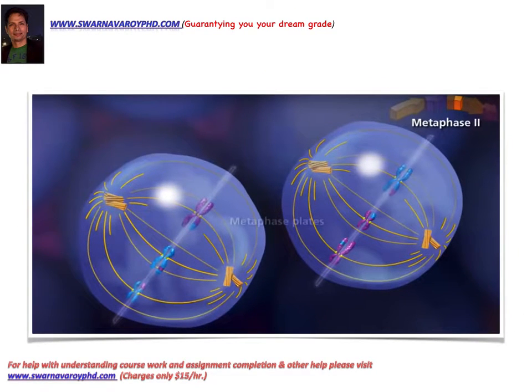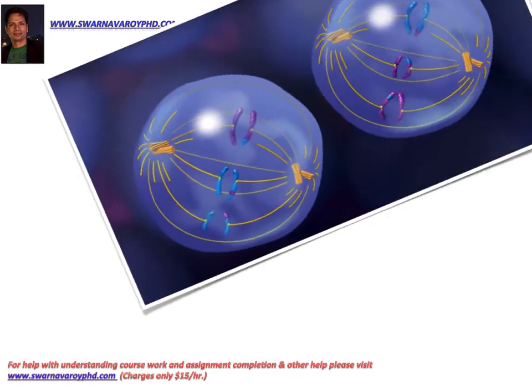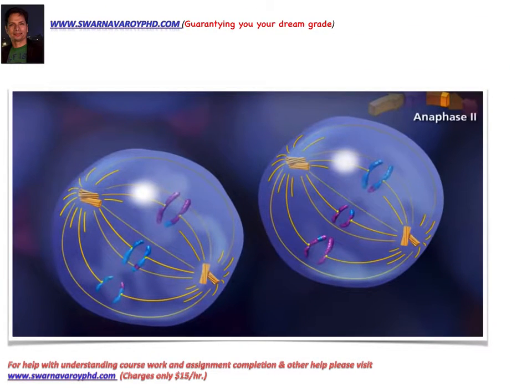Metaphase 2 happens, and we have the metaphase plate formation, and the chromosomes move right to the metaphase plate. And then comes anaphase 2, where the spindle fibers split in the middle. And now here, as I said, meiosis 2 is just like mitosis. And so you see that each chromatid is now moving towards the opposite pole, unlike the whole chromosome moving.